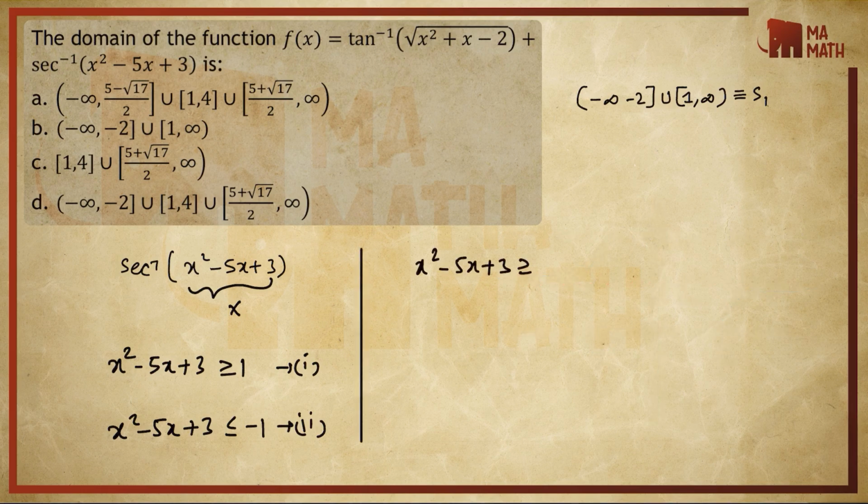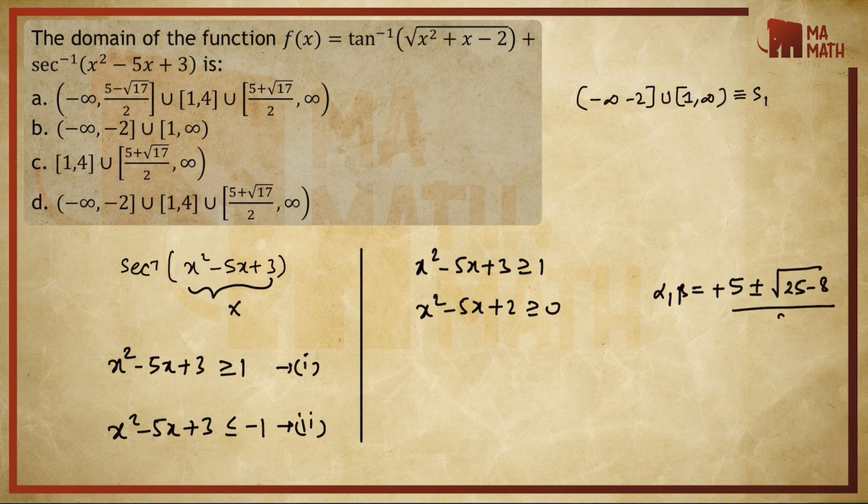Now, if it is x² - 5x + 3 greater than or equal to 1, then this can be simplified as x² - 5x + 2 greater than or equal to 0, because 1 goes this way. And if you solve for the quadratic roots for this one, the two roots alpha and beta can be found as -(-5), which will be +5, plus or minus under root b² is 25, minus 4ac, 4 times 2, 8, and then divided by 2, so that is (5 ± √17)/2.